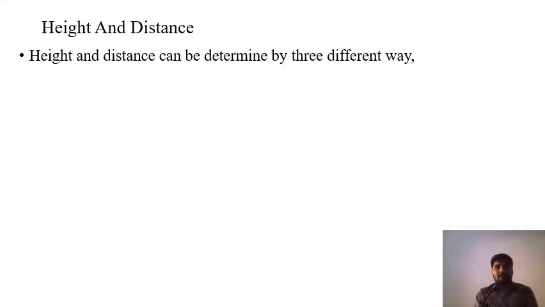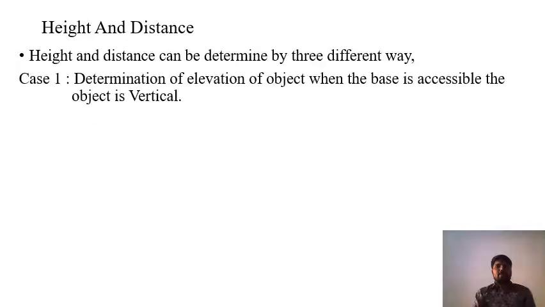Okay, next. As I said before, we can measure height and distance. So how can we do it? Let me see. The height and distance can be determined in three different ways. This is divided into three different cases. Case one is determination of elevation of the object.